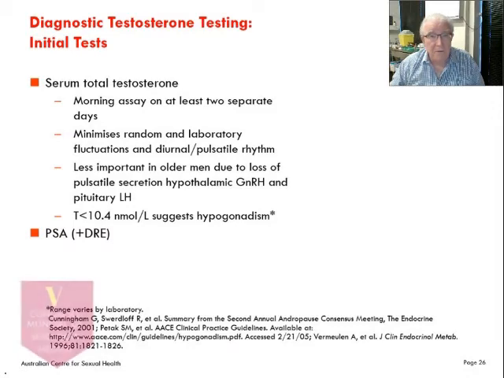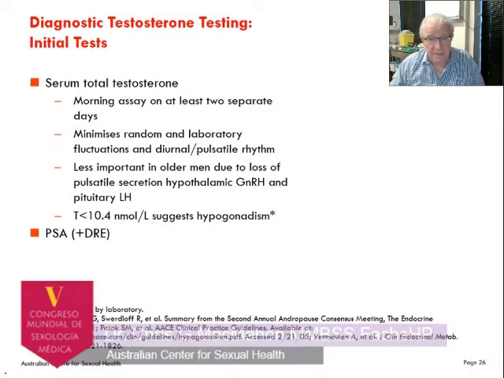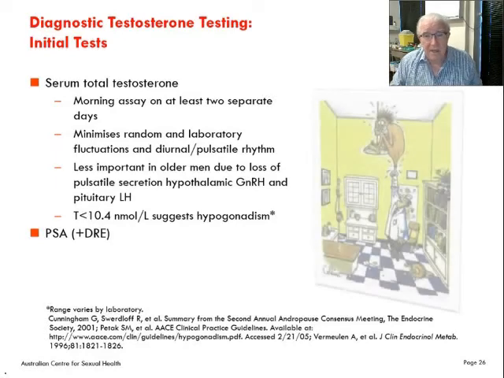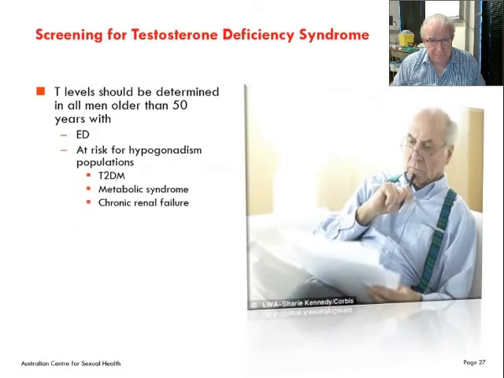If the level is low, you should always confirm the initial low value with a second specimen collected between 7 and 10 a.m. A total testosterone of less than 10.4 nanomoles per litre suggests hypogonadism. Again, emphasising how important it is to screen for prostate adenocarcinoma in this population, always do a PSA and a digital rectal examination.